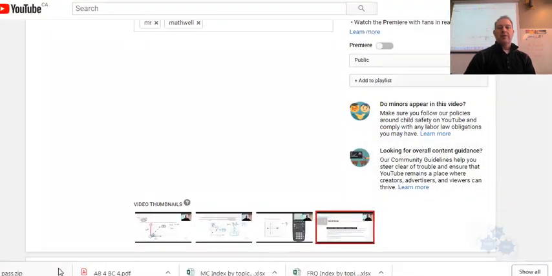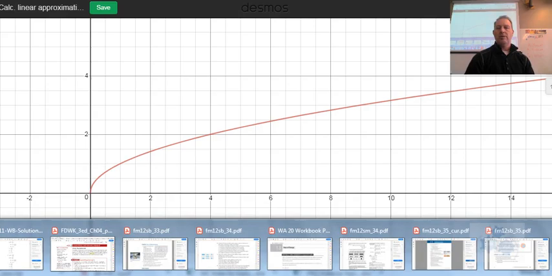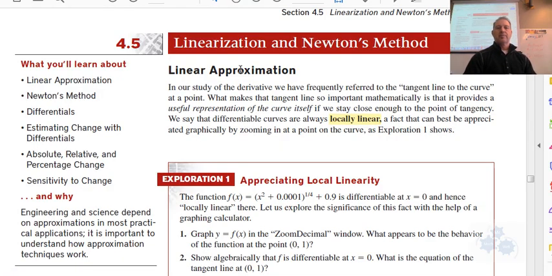Now I'm going to go over to the Desmos here, which looks like this, and this is the graph right here. Now the first concept that I want to introduce to you is the concept of being locally linear. So in your textbook you'll see this paragraph.